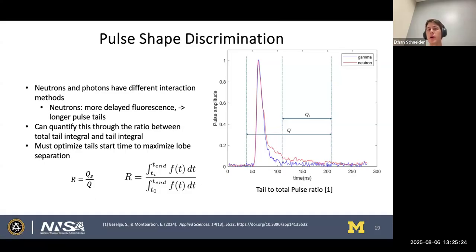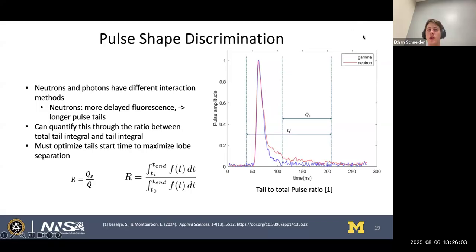As I mentioned before, we have different abilities within our detectors. One such ability is pulse shape discrimination. Pulse shape discrimination is a way where we're able to distinguish between photons and neutrons within our detector based upon the pulse it produces. Our neutrons and our photons will have different pulses. Our neutrons have delayed fluorescence, which will produce a longer tail as opposed to our photons.